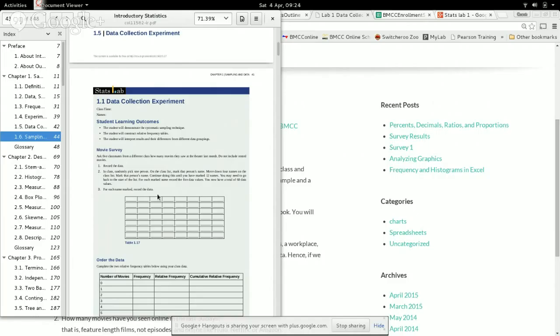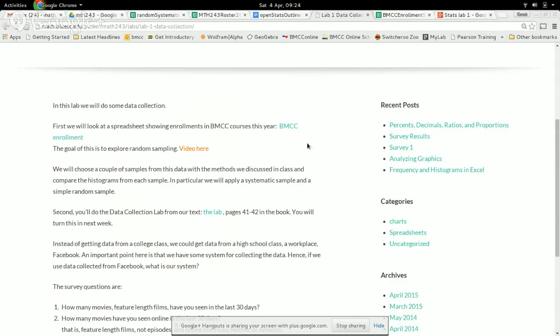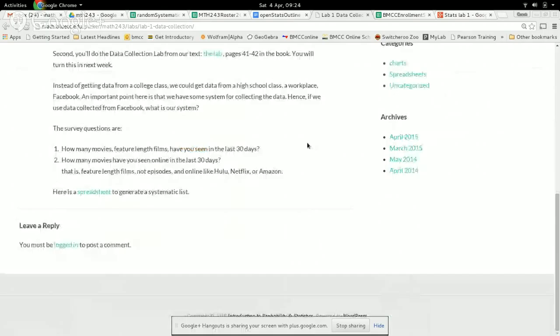So ultimately, we want to get 60 people. Some other suggestions that were made, so scroll down here. Instead of getting data from a college class, we could get data from a high school class. If you're a high school student and you have access to a class, it could be a workplace.